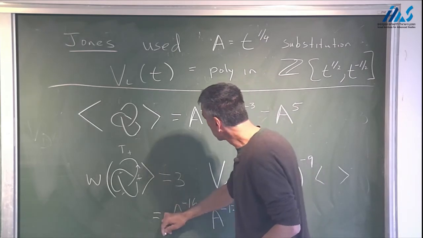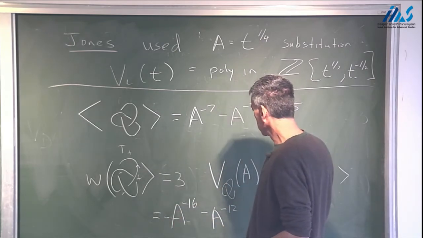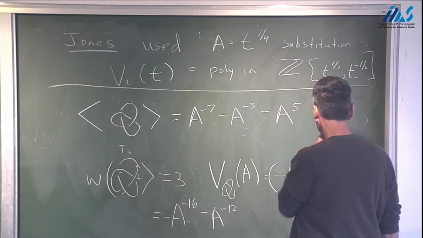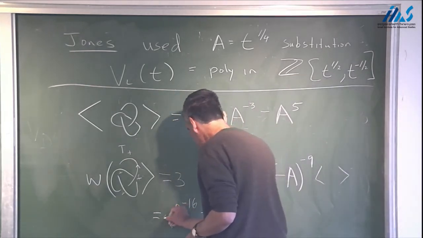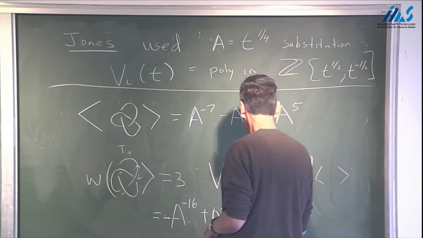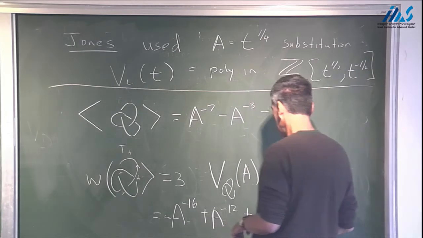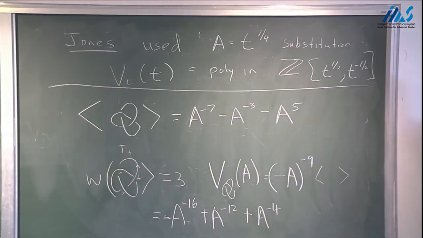That's a plus, isn't it? No, that's minus plus plus. The minus A to the minus A gives you a minus all over. Oh, it's a minus A, right. So that's minus plus plus. And that's okay, so that's the Jones polynomial of the trefoil knot, the positive trefoil knot.